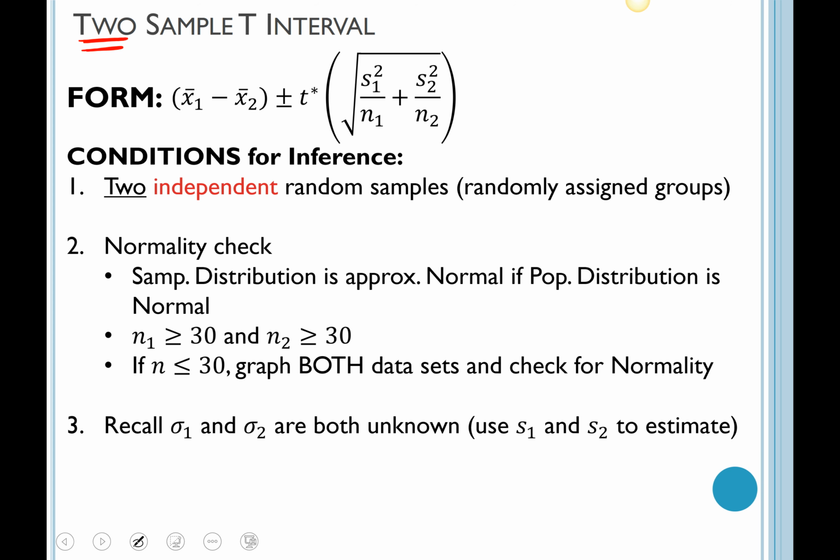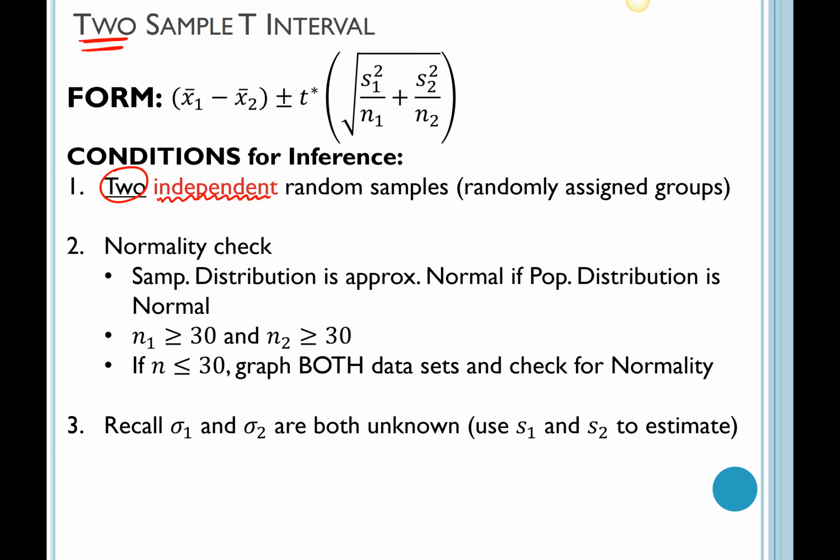Conditions for inference are going to be very similar to the conditions for inference from the last unit. Again, I'm going to emphasize the two independent random samples, or randomly assigned groups. Making sure that we use the words two and independent when describing our conditions for inference for a two-sample procedure is very, very important. So I'm going to highlight those and make some notations on the screen.